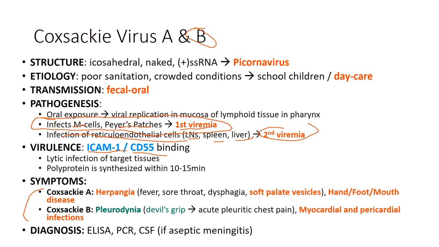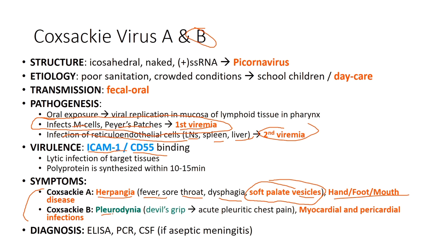So Coxsackie A, we talked about that in skin. This has caused herpangina. Remember, this is not herpes. This is herpangina. It causes fever, sore throat, dysphagia, and then vesicles that you find on the soft palate. Vesicles, not papules, but vesicles on the soft palate. You have Coxsackie A or herpangina. This is known as hand, foot, mouth disease. You can also see these vesicles on the hands as well.